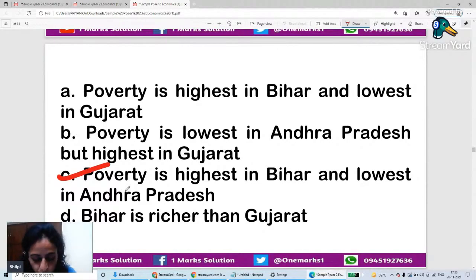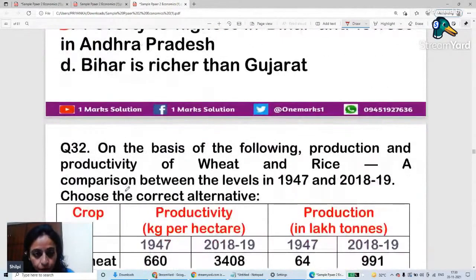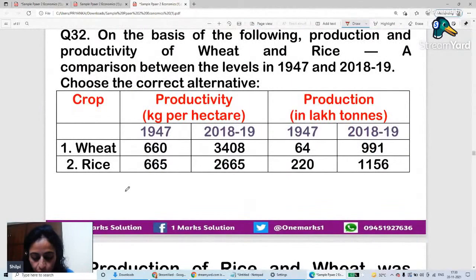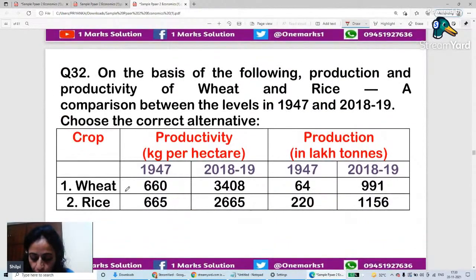On the basis of question number 32, on the basis of the following production and productivity of wheat and rice, a comparison between the levels in 1947 and 2018-19. Choose the correct alternative. Crops are given, wheat and rice. Productivity is given in 1947, 2018-19. Production is again given in 1947 and 2018-19, right? So let's observe the options which are given here.